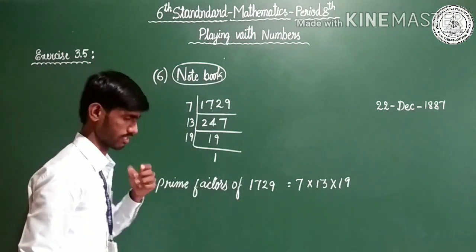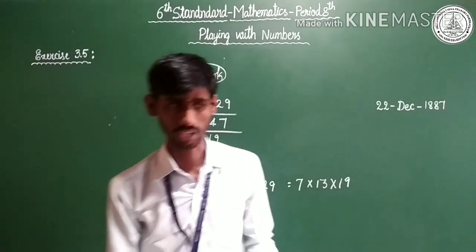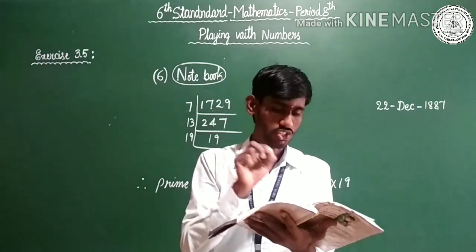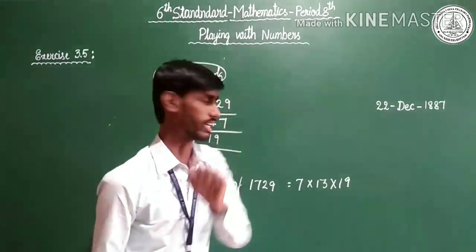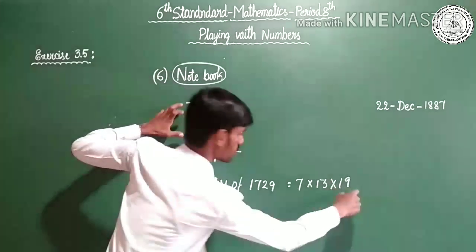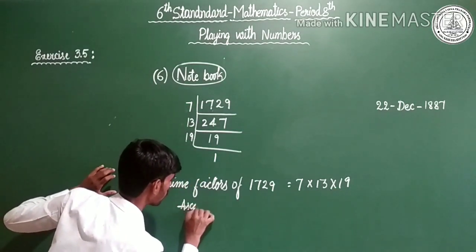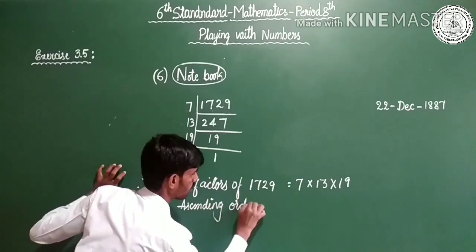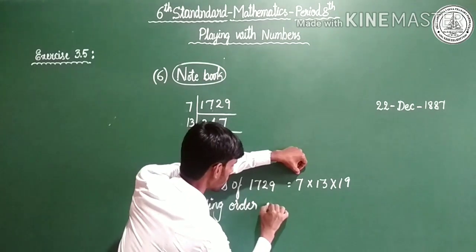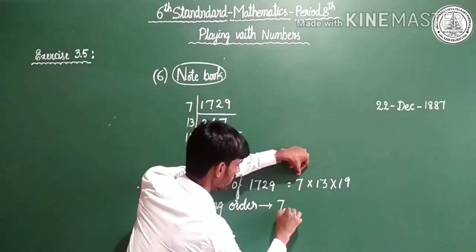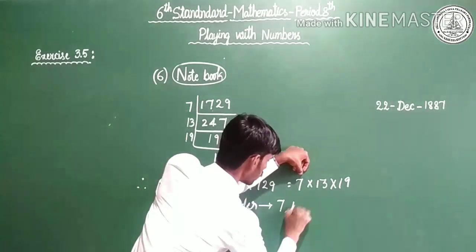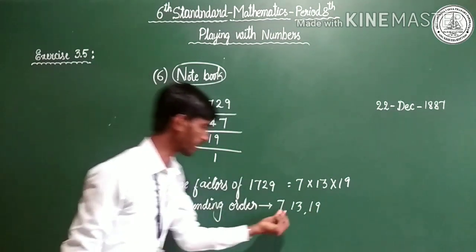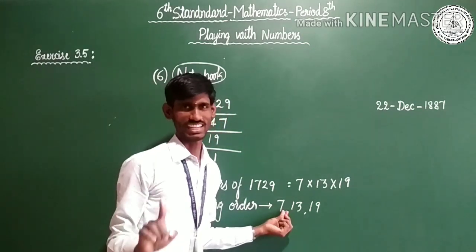Okay, dear children. Next, what is the next sub question in the given problem? Ascending order. Arrange the given prime numbers in ascending order. Observe here. Ascending order is nothing but smaller to bigger. 7, 13, 19. Ascending order. Okay, you may write it. No problem at all.